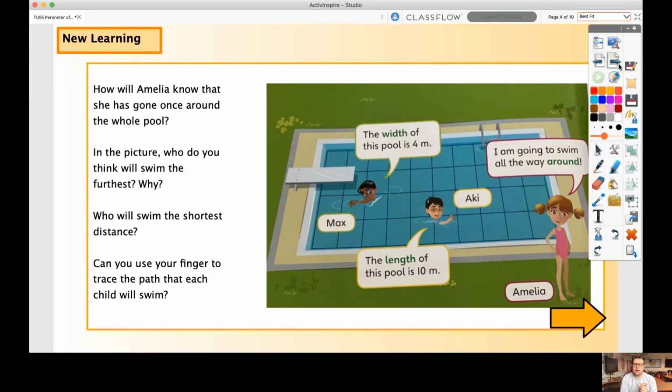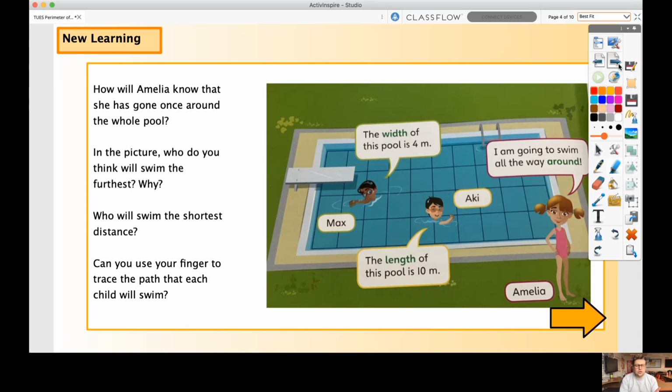A couple of questions to think about first. How will Amelia know that she's gone once around the whole pool? How will she know once she's made it once all the way around? Okay, have a think about that one. In the picture, who do you think will swim the furthest? Max swimming the length, Max swimming the width, Aki swimming the length, or Amelia swimming all the way around? Who's going to swim the furthest and why? Who will swim the shortest distance?